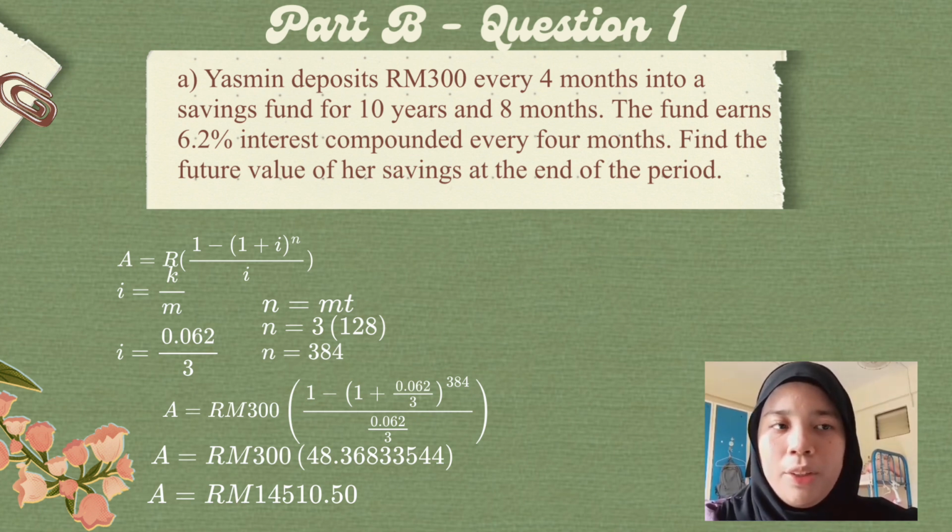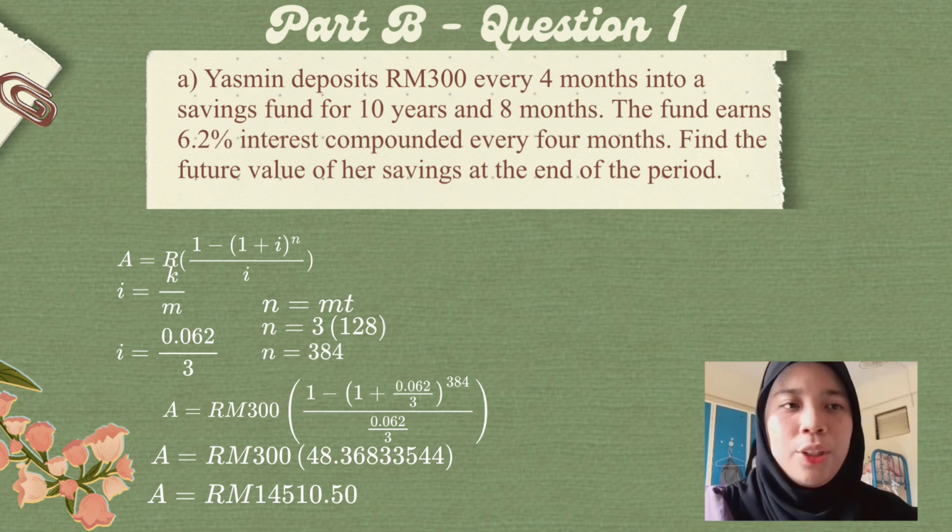Now, I substitute everything into the formula. A equals 300 ringgit times the bracket 1 minus the value 1 plus 0.062 over 3 raised to the power of 384, divided by 0.062 over 3. This gives me the value 48.3683. Finally, I multiply that by 300. So the total amount is 14,510 ringgit and 50 cents.